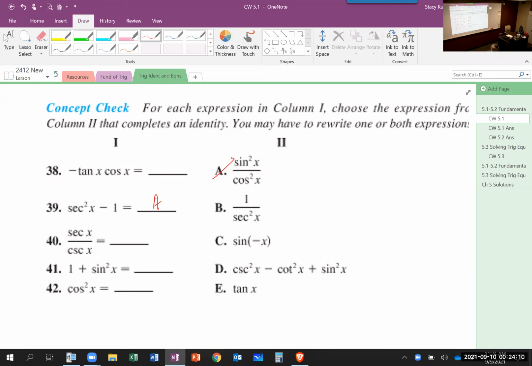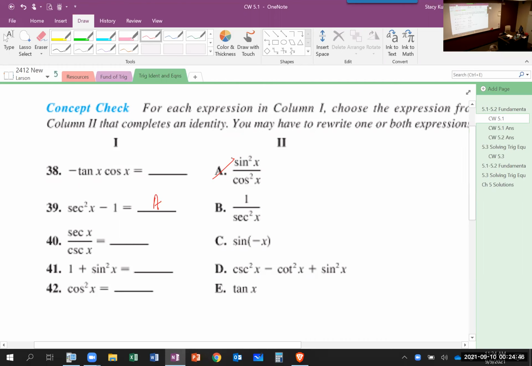Good. Process of elimination. That's correct. So 39 goes with 30. You already did this too, so 40 goes with. Well, give me letters. 38 C. 39 A. 40 E. 41 B.